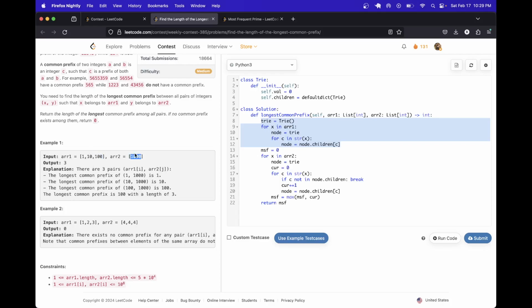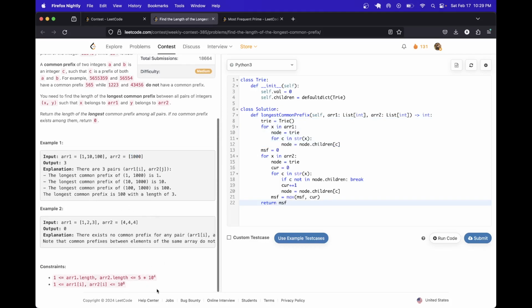And then here I don't even bother to put the second array's numbers into the trie. I just check them against the trie. So I say, see how far down you can go. Is there a 1 in the trie? Yes. Does that have a 0 as a child? Yes. Does that have a 0 as a child? Yes. Does that have a 0 as a child? No. So there's not a length of 4 match, but there is a length of 3 match. And that's how we get 3.